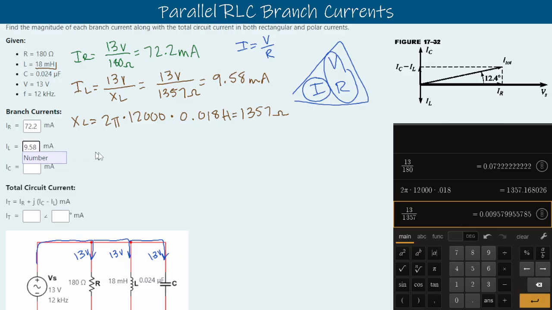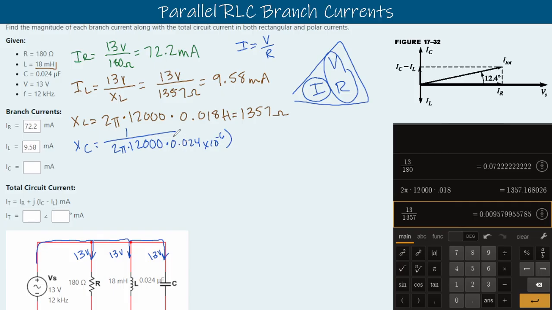9.58 milliamps. Right, our IC value does the same thing. We have to first figure out what we're doing with our capacitor, and then we'll apply that to our Ohm's law. So let's start off with our XC. We know that that's 1 over 2 pi times the frequency of 12,000, multiplied by our capacitor value, which is quite small, 0.024 times 10 to the negative 6.